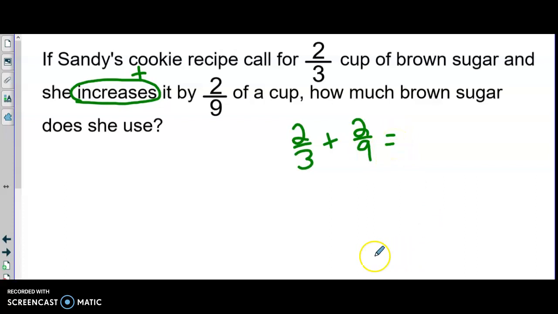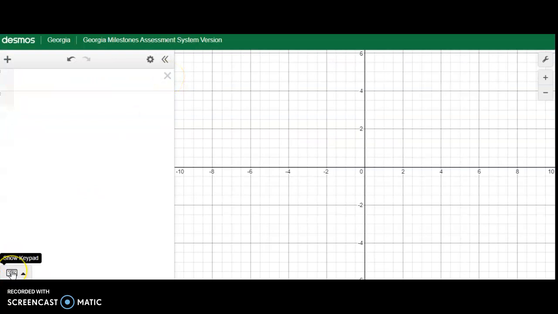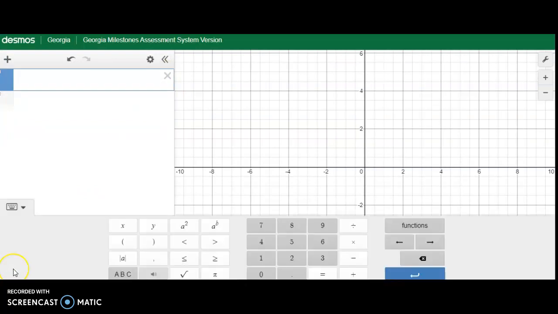Now remember, you can make a table, find an LCD, do all of that, but I'm going to show you how to use Desmos. So here we go. I have to get rid of what's already here, and remember, if you don't see your keypad, you have to click in the corner. Now when I type in fractions, I have to use parentheses. So parentheses, 2 divided by 3, that's 2/3. I get out of the bottom and close my parentheses. And then I'm adding 2/9 to that. Remember, 2/9 is a fraction, so I need to put it in parentheses. 2 divided by 9. Get out of the bottom and close your parentheses.